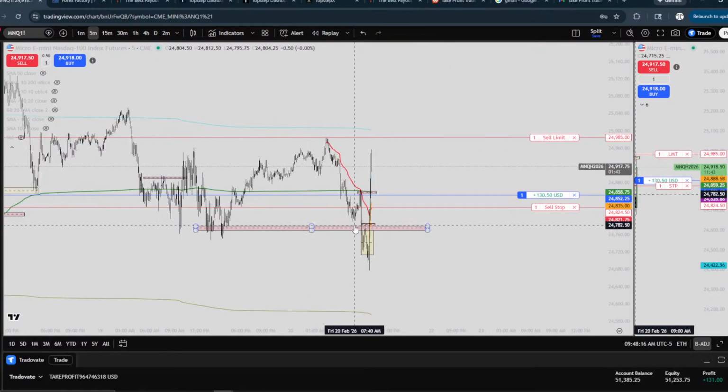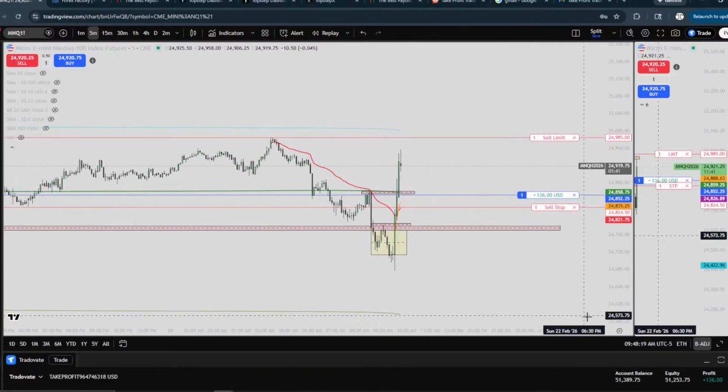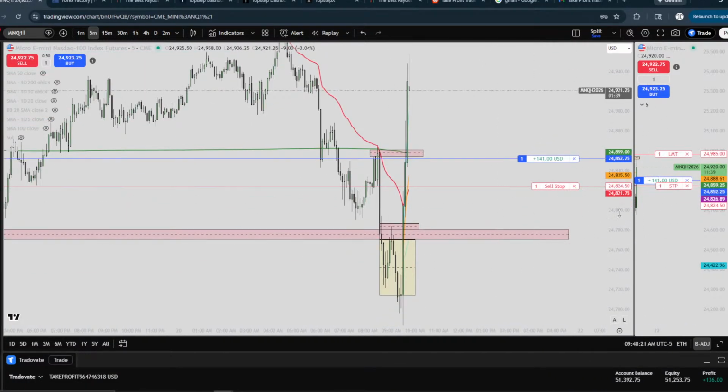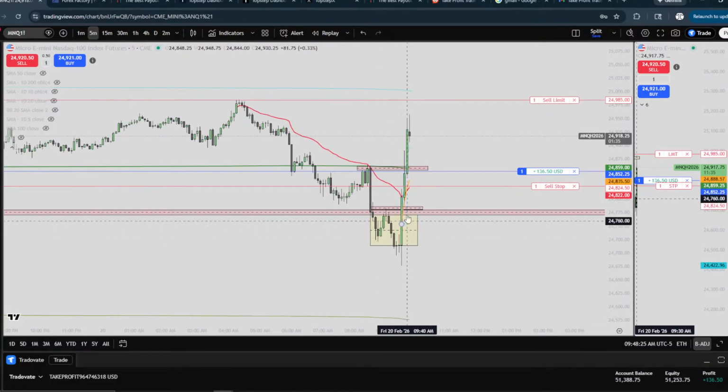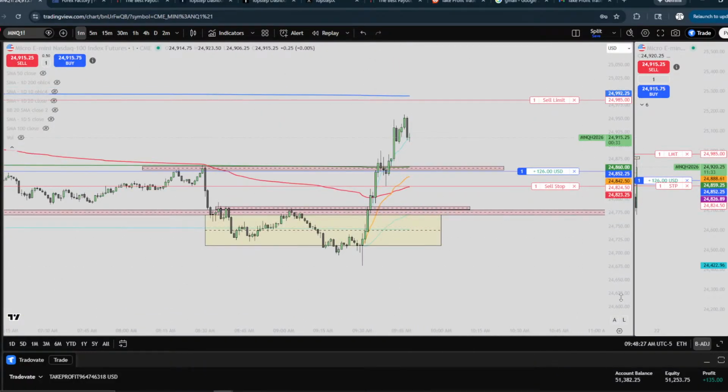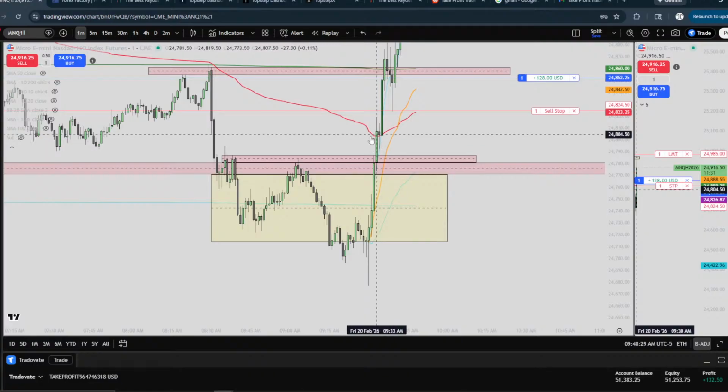We fail at this point, dump below VWAP, okay? That's telling me that we're bearish, okay? Bearish until proven otherwise. This dead box makes me think that we're going to be bullish. Let's see what happens here. Do we get a dead box up here? We do not. We break VWAP, okay?